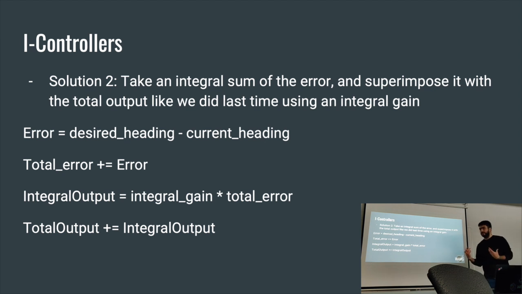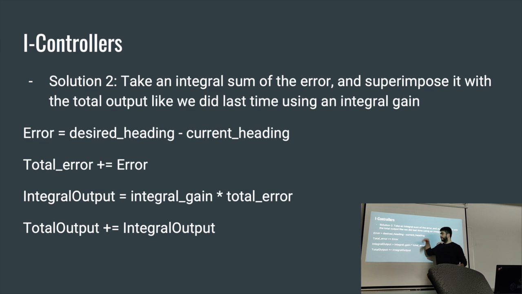So I controllers. These take an integral sum of the error and superimpose it with the total output like we had in the previous case by multiplying with an integral gain. So we have our error that we calculated for our P controller, and we have this new term called the total error, and we just add this on to the total error, right? So we're basically summing all the errors that we keep getting from our system.